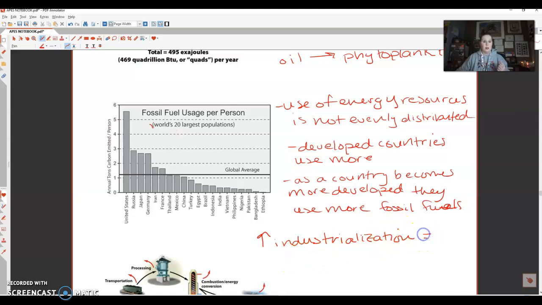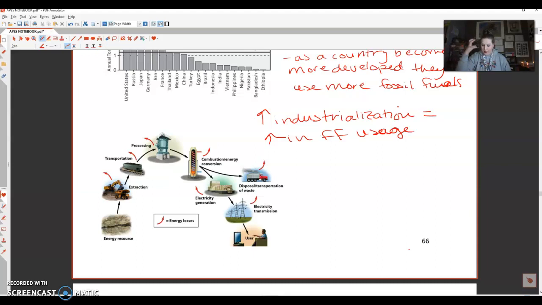Okay? We also see an increase in fossil fuel usage. Okay? All right, so this basically is explaining the steps that are taken when you extract the fossil fuel, the amount of processing it has to go through, and then the transportation to where it needs to go, and then how it gets converted into electricity, which is what a lot of the fossil fuels get used for.